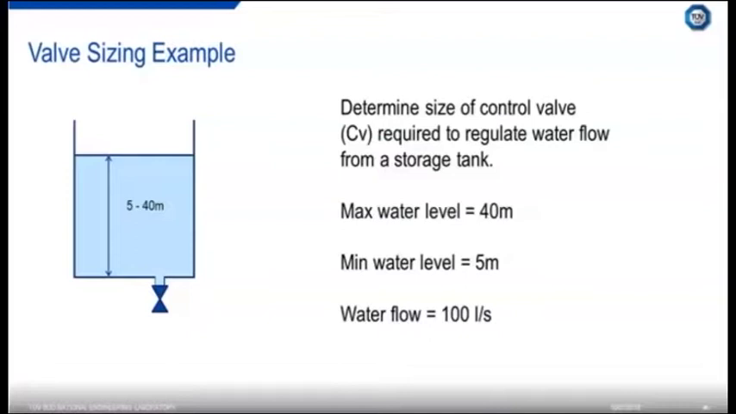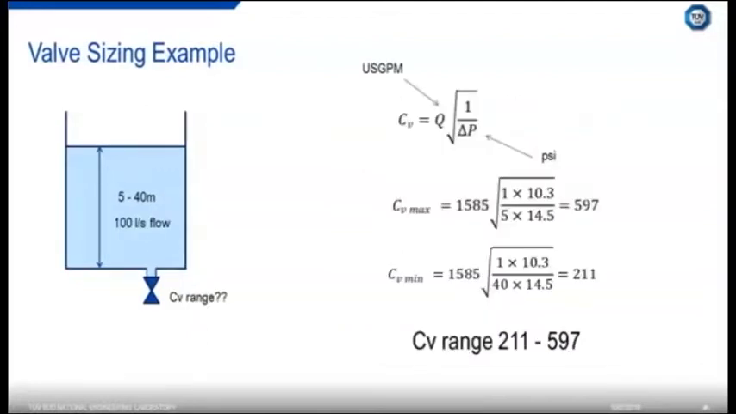So the example we've got here is a water storage tank. It's got a control valve on the bottom of the tank, which is open to atmosphere. And you've got a variable water level from 5 to 40 metres, and you want a constant water flow rate of 100 litres a second. So you need to determine a CV range for this valve that will allow you to achieve 100 litres a second at any water height between these two values.